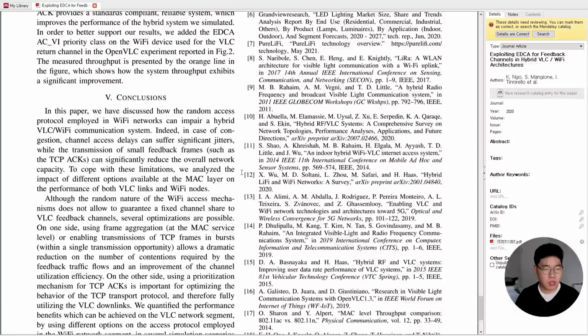Conclusions. In this paper, we have discussed how the random access protocol employed in Wi-Fi networks can impair a hybrid VLC Wi-Fi communication system. Indeed, in case of congestion, channel access delays can suffer significant jitter, while the transmission of small feedback frames, such as the TCP-ACKs, can significantly reduce the overall network capacity. To cope with these limitations, we analyzed the impact of different options available at the MAC layer on the performance of the VLC links and Wi-Fi nodes.